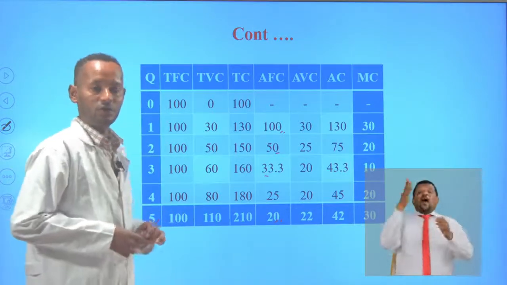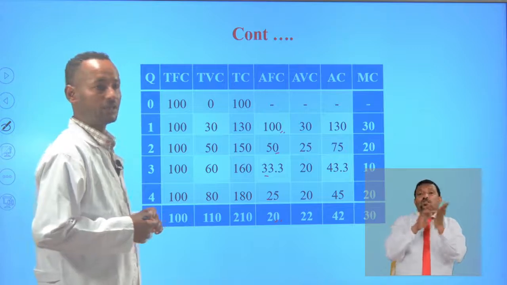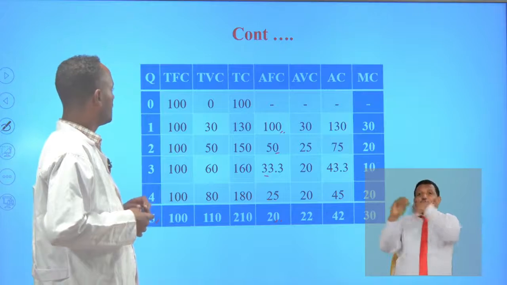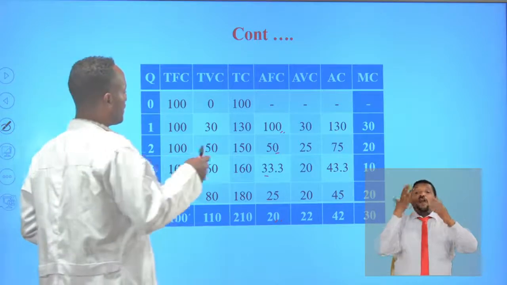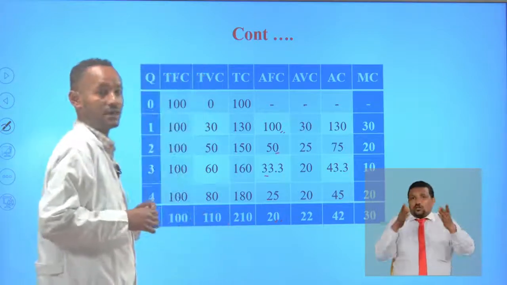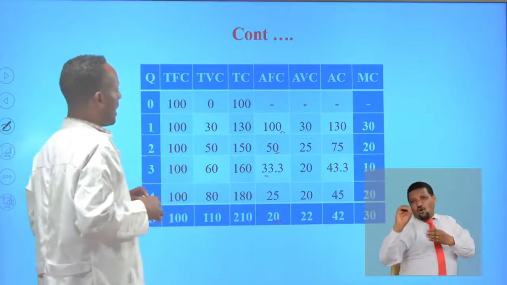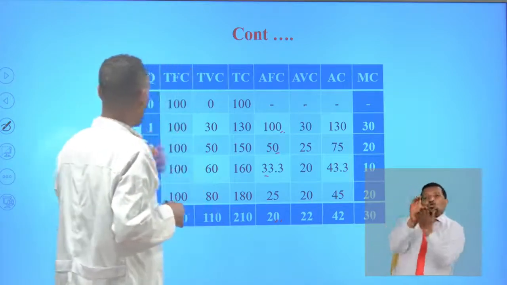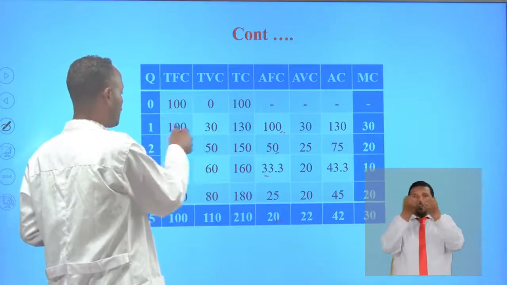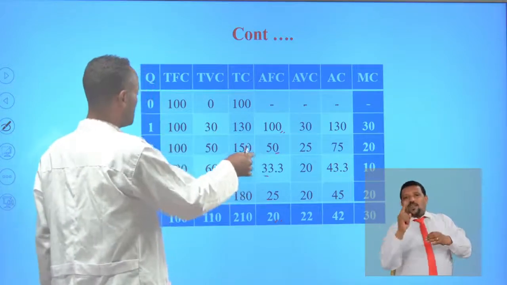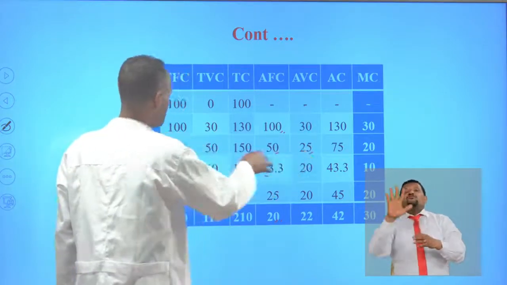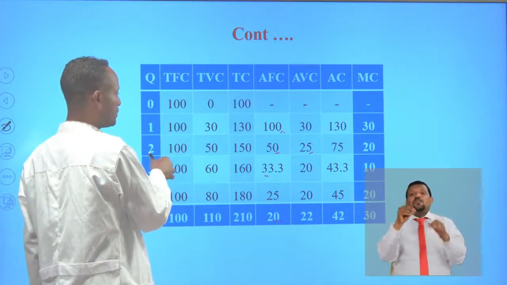Similarly, the average variable cost of production is calculated by dividing total variable cost by the output produced and sold. Hence, the average variable cost of production of 0 units of a commodity is undefined since the denominator is 0. The average variable cost of production of 1 unit is 30. It is calculated by dividing TVC by Q, 30 over 1 is 30. The average variable cost of producing 2 units is 25. It is calculated by dividing 50 by 2.